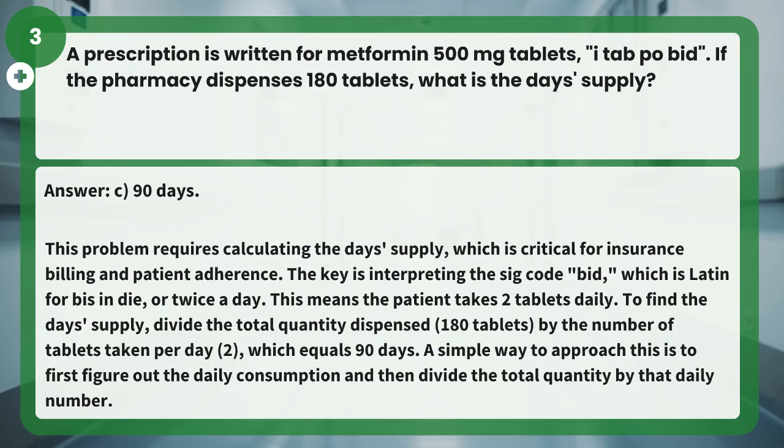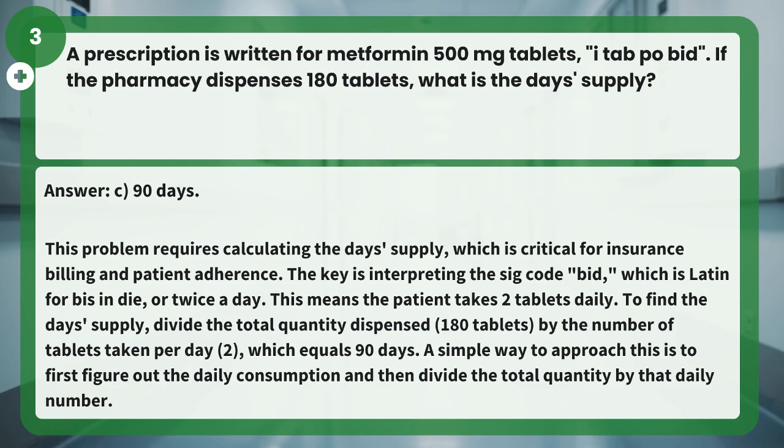Answer: C. 90 days. This problem requires calculating the day's supply, which is critical for insurance billing and patient adherence. The key is interpreting the SIG code BID, which is Latin for bis in die, or twice a day. This means the patient takes 2 tablets daily. To find the day's supply, divide the total quantity dispensed, 180 tablets, by the number of tablets taken per day, 2, which equals 90 days.